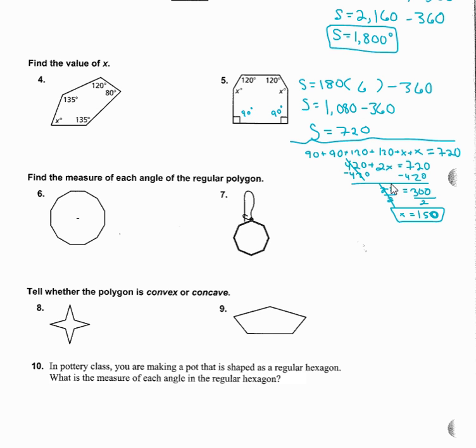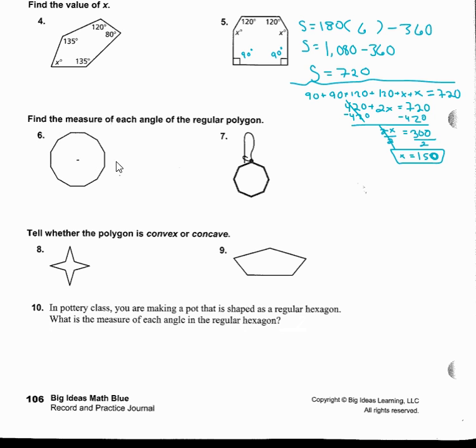Okay, so that's the process with these. You first have to find the interior angle sum of a polygon, in this case one that has 6 sides, over here one that has 5 sides, so you plug in a 5 here. Then after you find the sum, you have to say, okay, I'm going to add up all these angles, and they should equal that interior angle sum. In this case it was 720, and then you can solve.